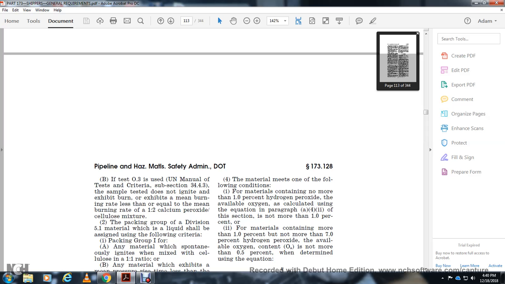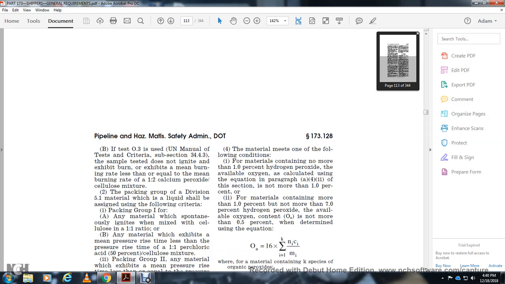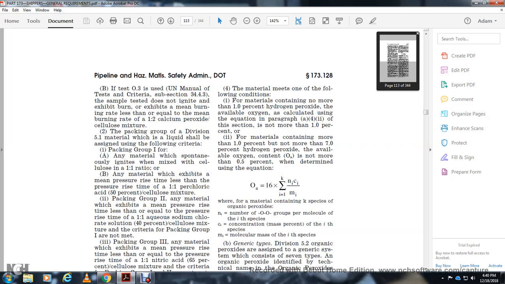The packaging group of a Division 5.1 liquid material shall be assigned according to the following criteria. Packaging group 1: any material that spontaneously ignites when mixed with cellulose in a 1:1 ratio, or that exhibits a mean pressure rise time less than the pressure rise time of a 1:1 perchloric acid 50% cellulose mixture. Packaging group 2.